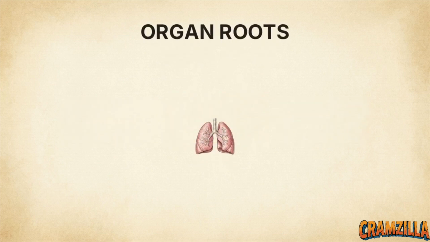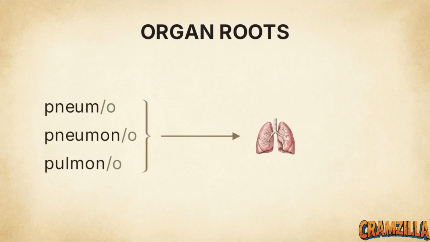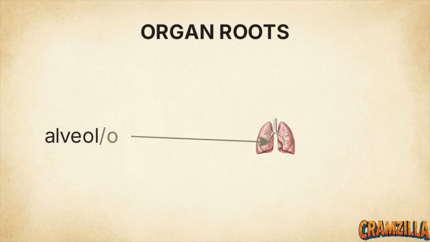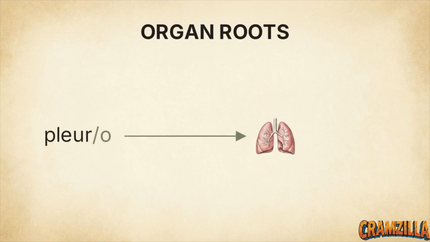We open the hardware database with organ roots. These act as the primary anatomical anchors, the base noun for any medical term. For the respiratory system, the primary roots are pneumo, pneumono, and pulmono, all of which map to the lungs and air. The secondary respiratory pathways use broncho for the bronchus, alveolo for the alveoli, thoraco for the chest, and pleura for the pleura lining the lungs.